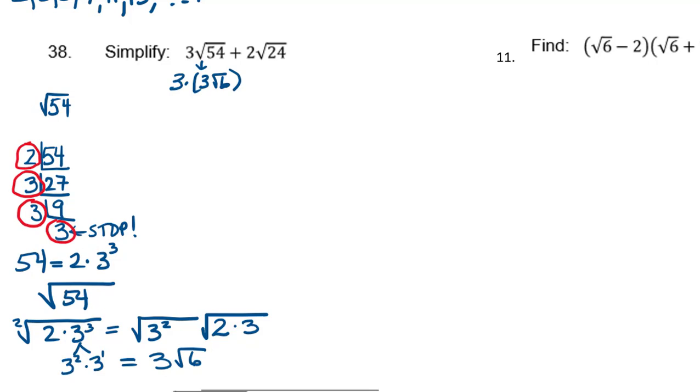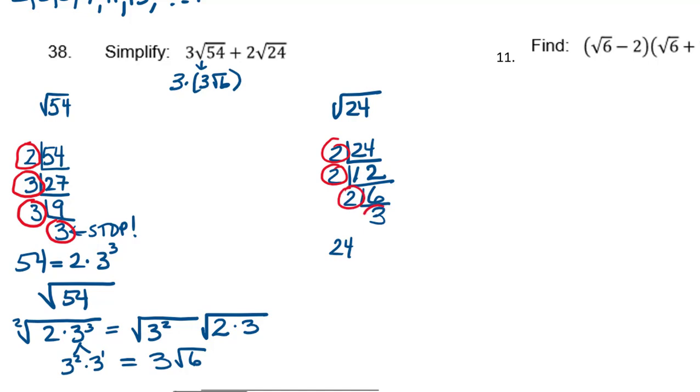Now let's figure out the square root of 24. So square root of 24, we're going to say 2 goes into 24 how many times? 12. Does 2 go into 12? Yes, so we'll divide it again. 2 goes into 12 6 times. Does 2 go into 6? Yes, so we'll divide it again. 2 goes into 6 3 times. So 24 is a product of 2 times 2 times 2 times 3, or in other words, 2 to the third power times 3.